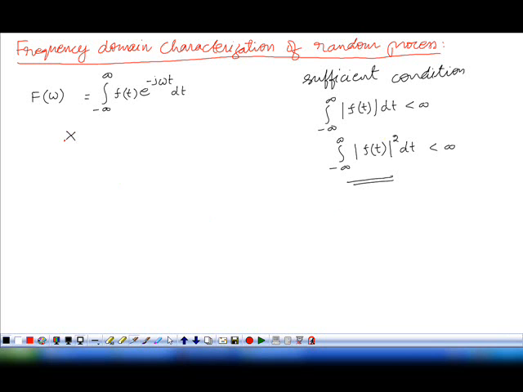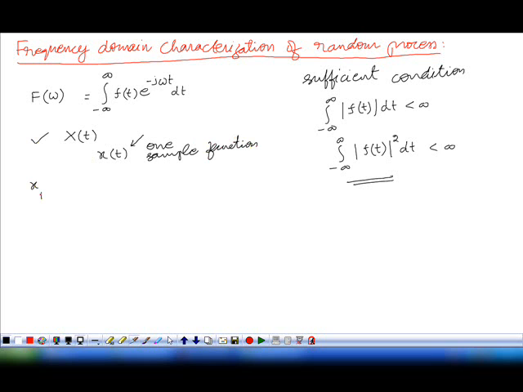Now we let x of t be a random process, and small x of t is one sample function of the random process. We already know that capital X of t is the collection of the sample functions. So one sample function of the random process is given by small x of t. So you should clearly distinguish the capital X of t and the small x of t. Capital X of t is the random process, the small x of t is the sample function.